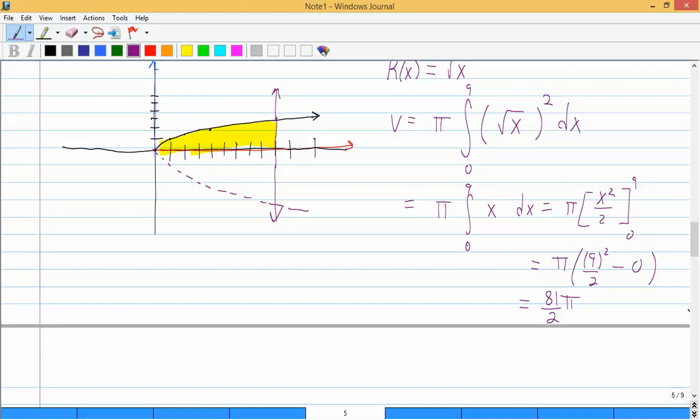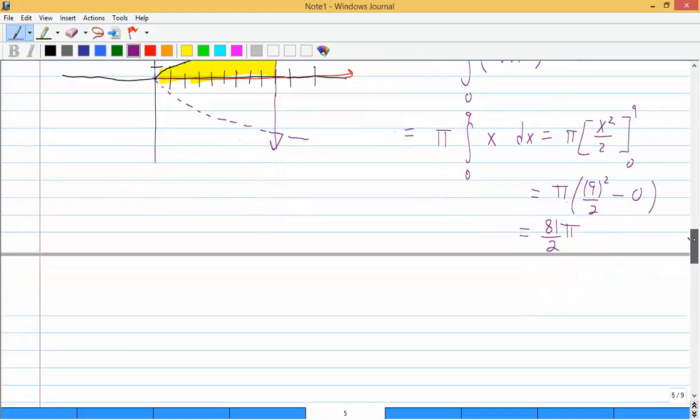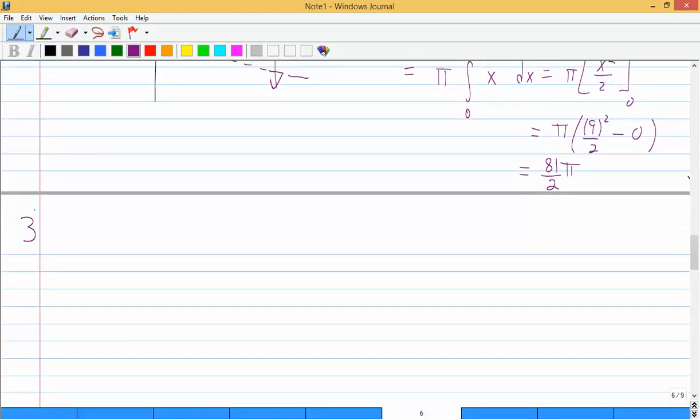All right. Now, look at the next problem. Problem number 3 here is a little different. The directions stay the same, but we're revolving about the y-axis. Okay. So it says that we want our region to be enclosed by x equals y to the 1/3, x equals 0, y equals 8.